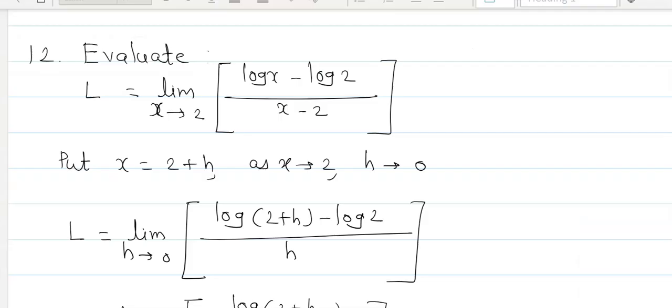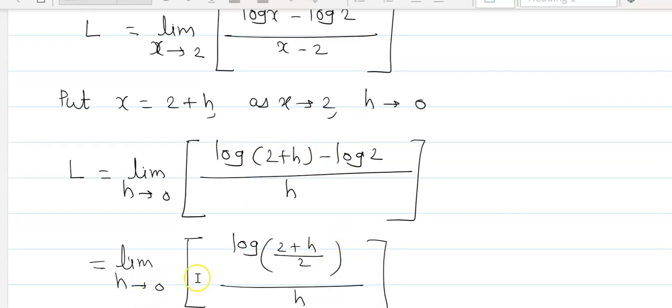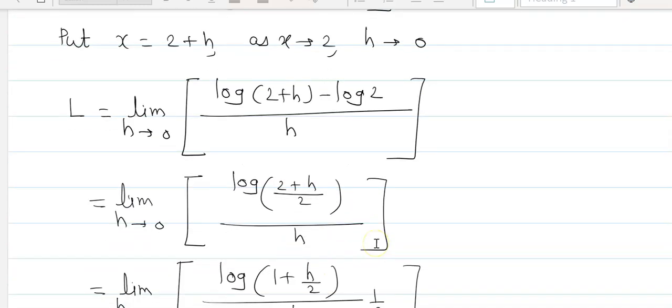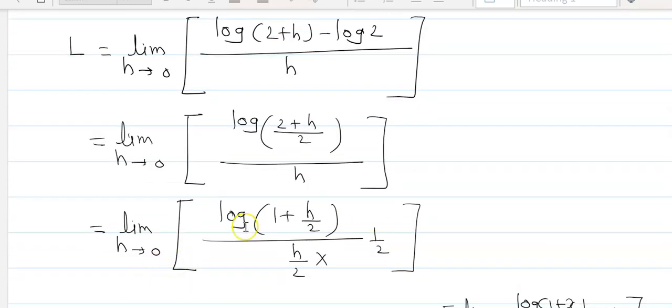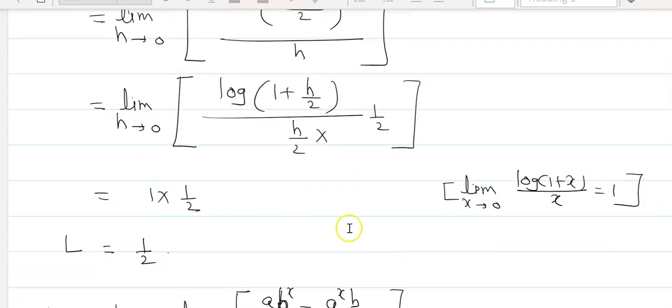Now see this here, again the same problem. L is equal to limit x tends to 2, log of x minus log of 2 upon x minus 2. Put x equals 2 plus h, as x tends to 2, h tends to 0. Limit h tends to 0, log of 2 plus h upon 2 upon h. Therefore, limit h tends to 0, log of 1 plus h upon 2 upon h upon 2, into 1 upon 2. The value of this limit is 1 into 1 upon 2. Therefore, L is equal to 1 upon 2.